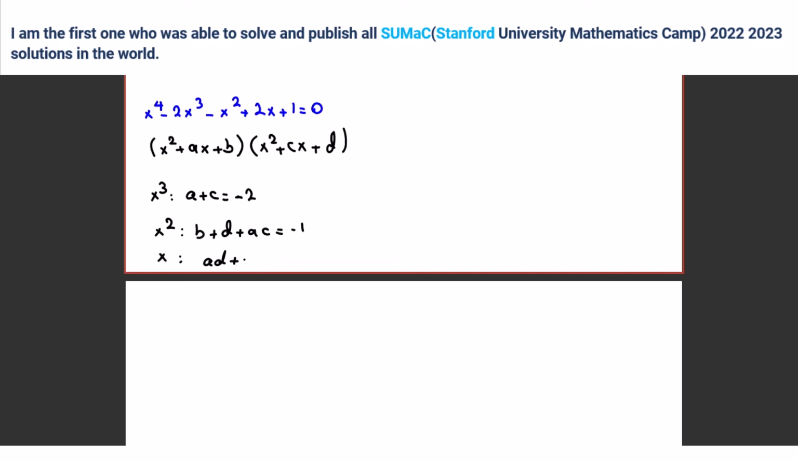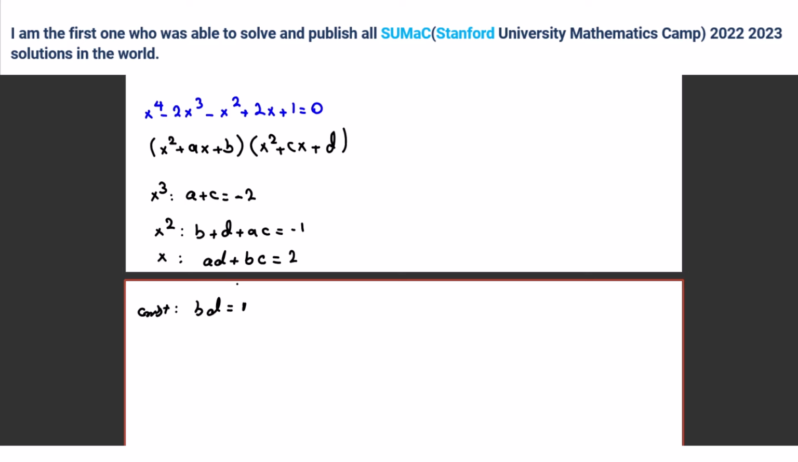AD plus? AD plus CD. Sorry, I mean CB. Yes. CB or BC is equal to what? 2. Constant term is what? Just BD, which is equal to 1.